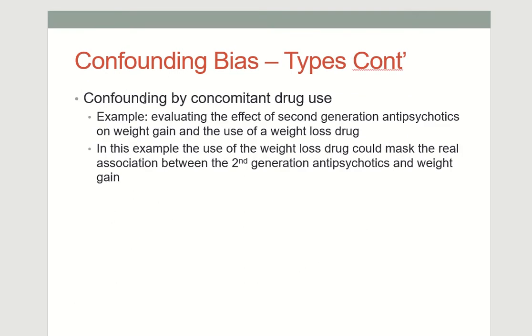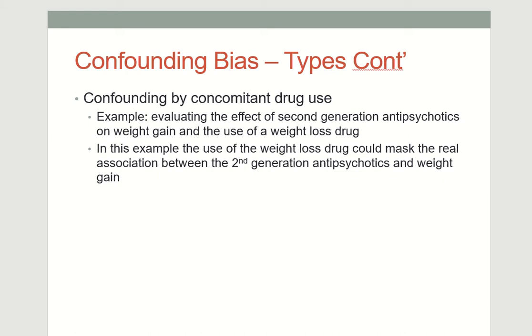Another type is confounding by concomitant drug use. The example is evaluating the effect of second generation antipsychotics on weight gain and the use of a weight loss drug. In this example, the use of the weight loss drug could mask the real association between the second generation antipsychotic and weight gain. So the idea is to keep the way we define how confounding works, and whether you apply it to concomitant drug utilization or prescription, it's still the same concept of confounding.